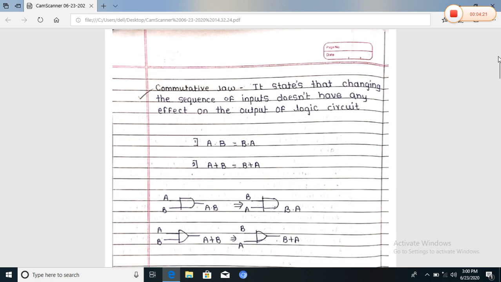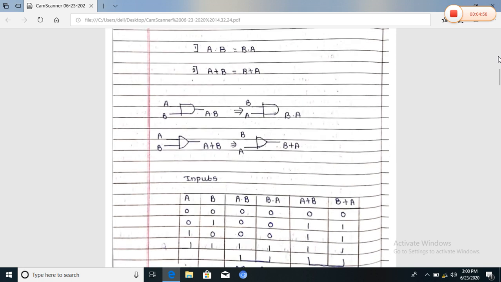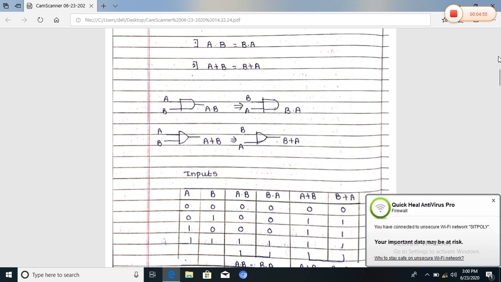The second expression in the commutative law is a plus b equal to b plus a. A plus b is represented as an ORing operation, so we use an OR gate. With a as the first input and b as the second input, the output is a plus b, which is equal to b plus a. This is also represented as an OR gate, where we connect the inputs b and a, and the output is b plus a. This is the commutative law represented diagrammatically.